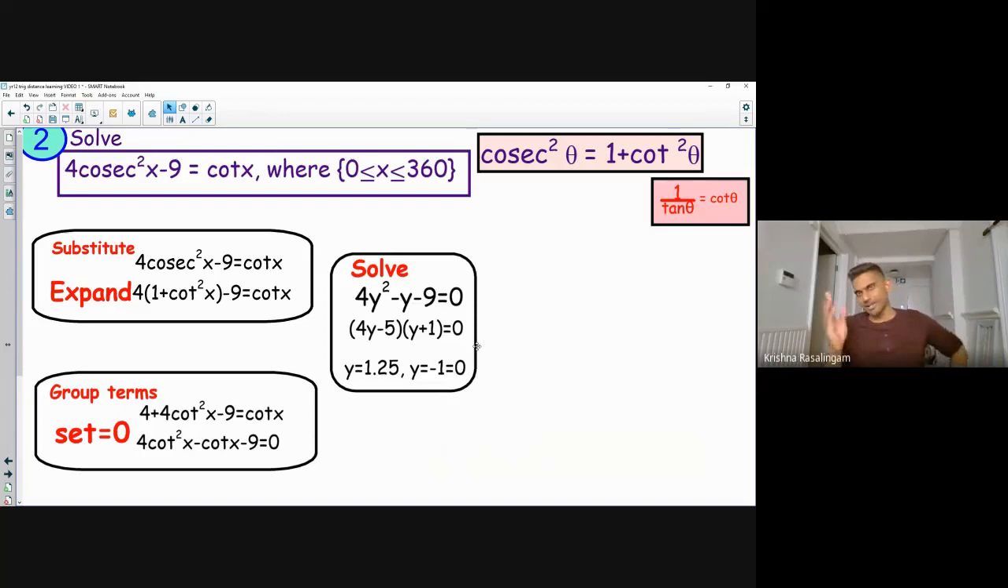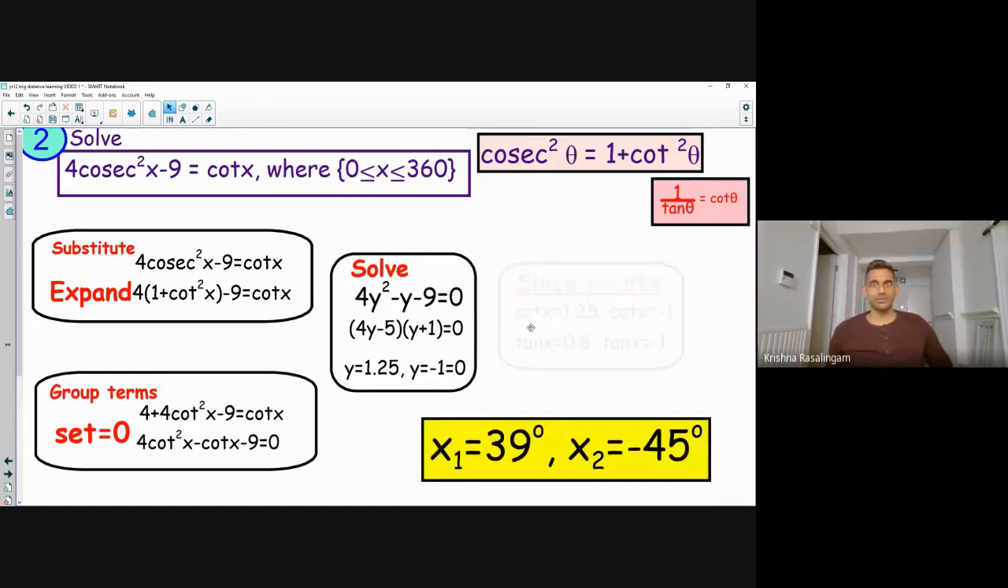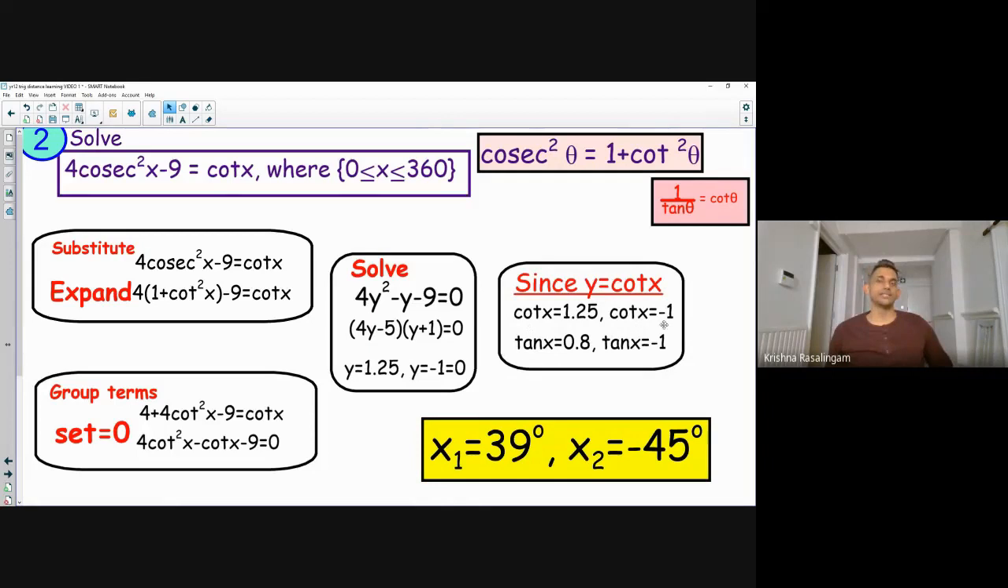So I'm making a substitution of y equals cot x essentially. So therefore y squared would be cot squared x. If I look at that, I factorize it and I've got those solutions. Again, if you use the formula, you'll still get y is 1.25 and -1. Or obviously, therefore cot x equals 1.25 and cot x equals -1.